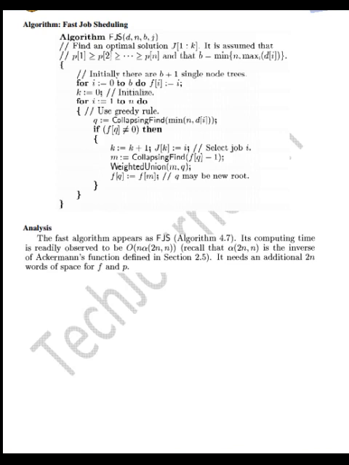Now let us see the analysis. The first algorithm appears as the FJS algorithm 4.7. Its computing time is readily observed to be O(n α(2n, n)). Recall that α(2n, n) is the inverse of Ackermann's function defined in section 2.5. It needs an additional 2n words of space for f and p.